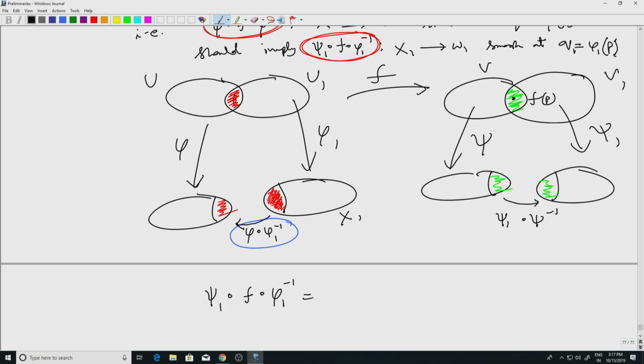Now, as I said, this map is defined on all of X1. But I'm interested only in smoothness at this point, Q1. Q1 is somewhere here in this red shaded region. So I'll confine my attention to just this smaller open set, the red open set. And then on that, instead of just going via phi1 inverse, I'll first act by phi1 inverse composed with phi. All the action is taking place on this shaded region here. That shaded region is precisely phi1 of U intersection U1.